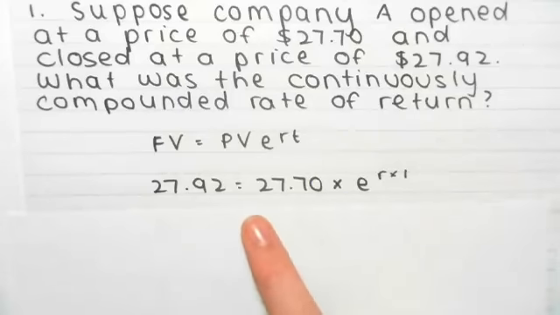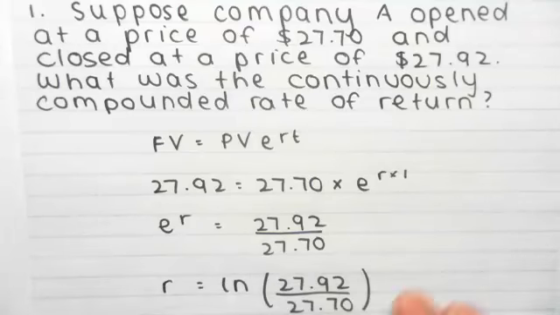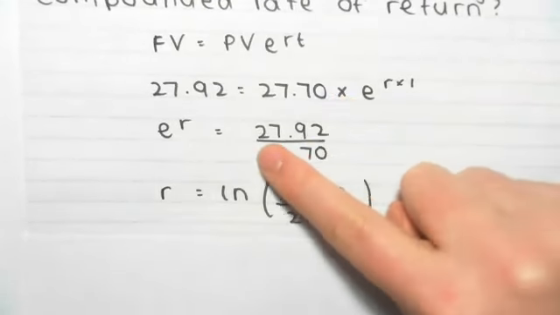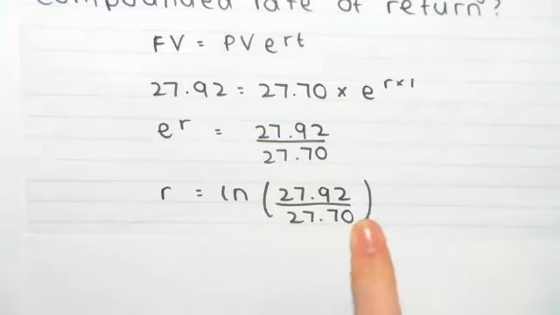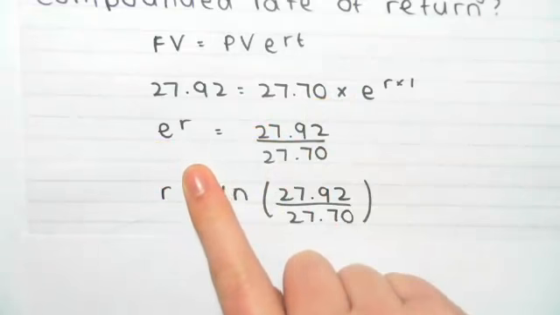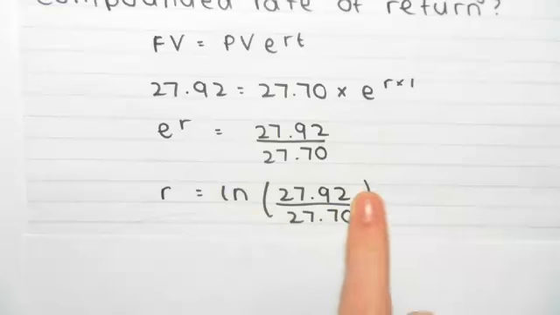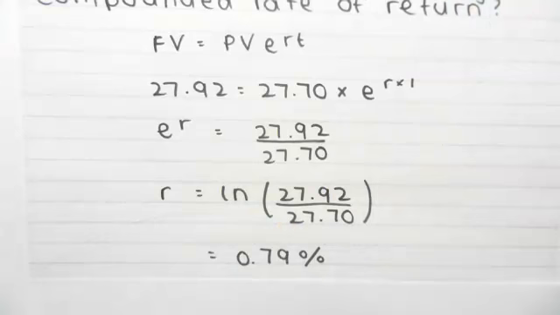So we've got our closing price and our opening price here, and we just want to solve for r basically. We rearrange this to bring that over here, and we get e to the r equals that, and then using our ln laws, ln e equals 1, so the r comes down, that will cancel, and we're left with r equals this. And so what we get is that the continuously compounded rate of return is going to be 0.79% per day.